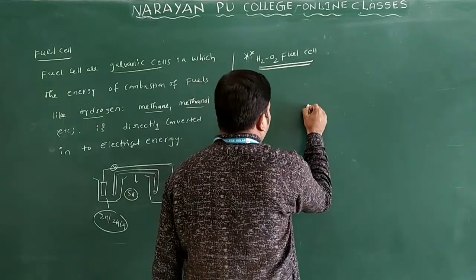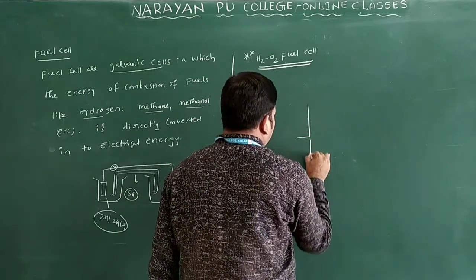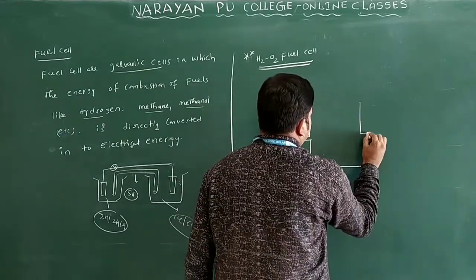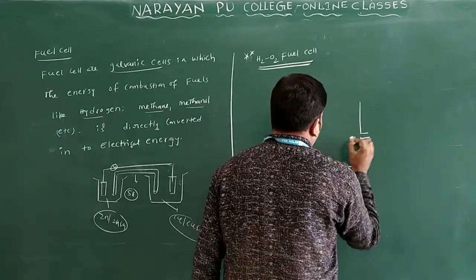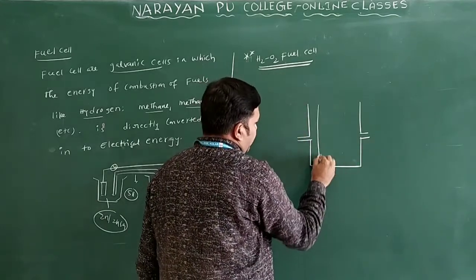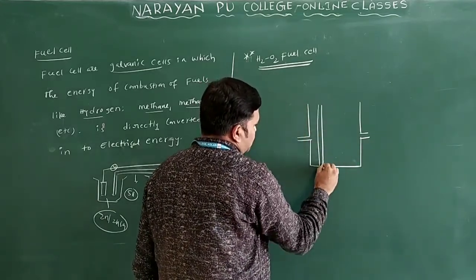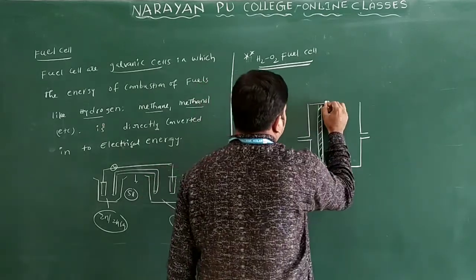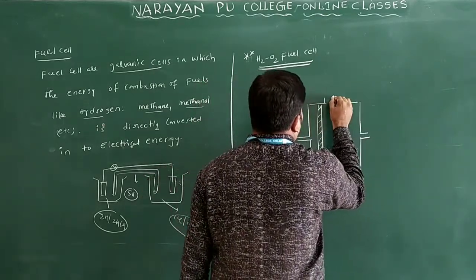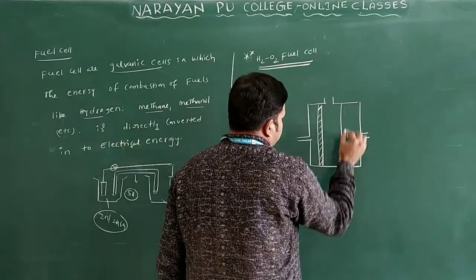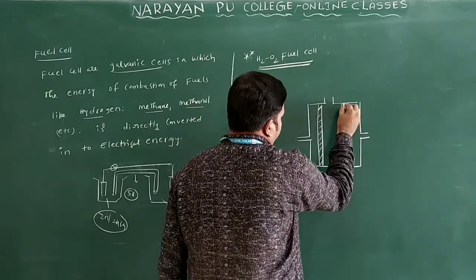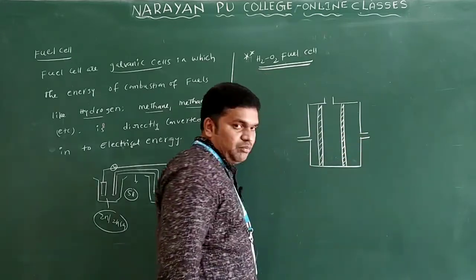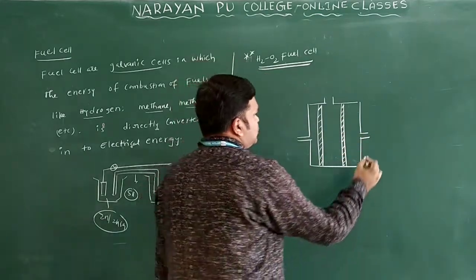In this H2O2 fuel cell, we have to take compartments. In these compartments, we are passing H2 gas and O2 gas simultaneously. Here we use electrodes, which may be platinum or palladium. Two sides you are taking, the anode and the cathode. So these are two electrodes, platinum electrodes or palladium electrodes.